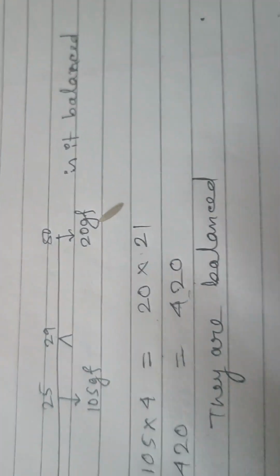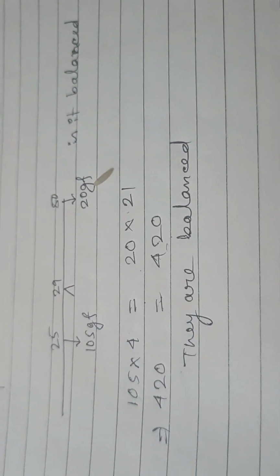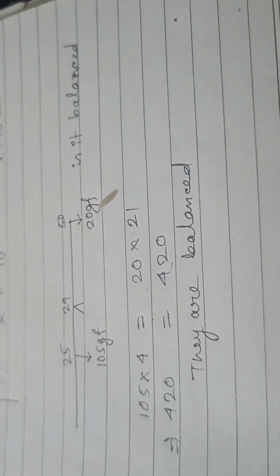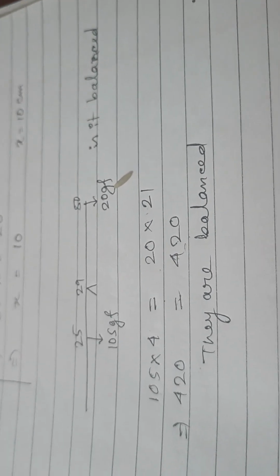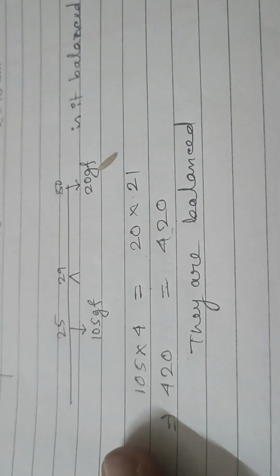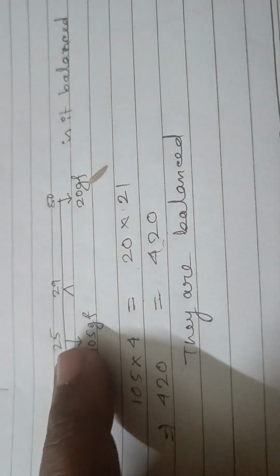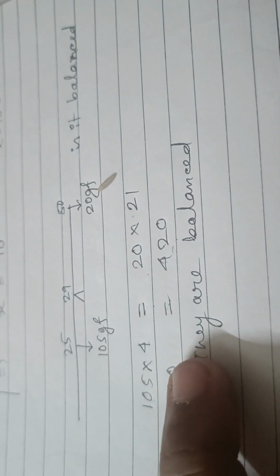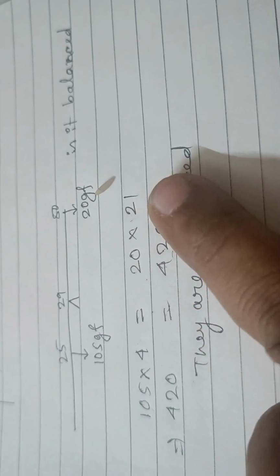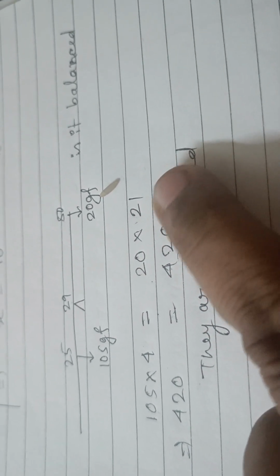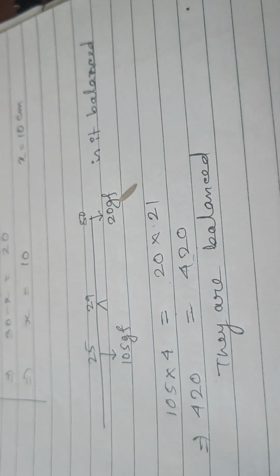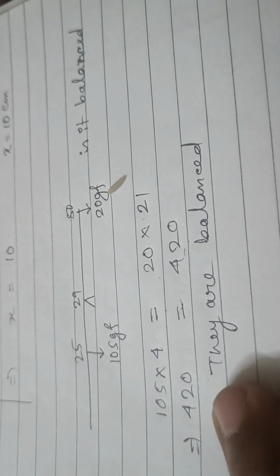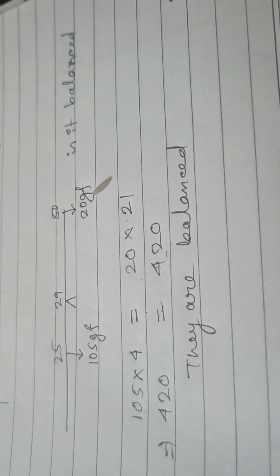Next, another type of question they will be asking is whether this system is balanced or not. Is it balanced or not? Here you can see it is 4 into 105. Why is this 4? 29 minus 25. So it is 4. That is equal to that side, 20 into 21. That means the distance is 50 minus 29, that is 21. If we calculate both sides, we are getting 420, and that's the reason why they are balanced.